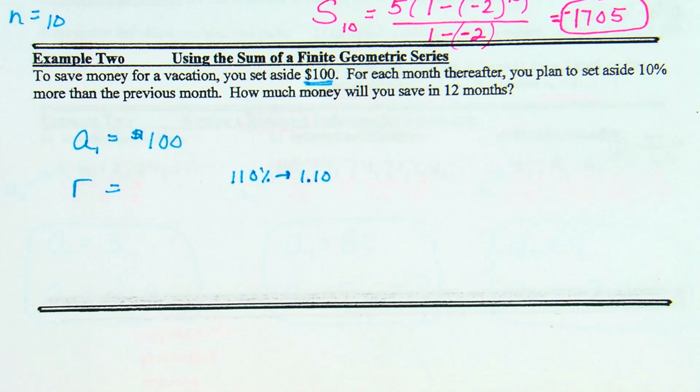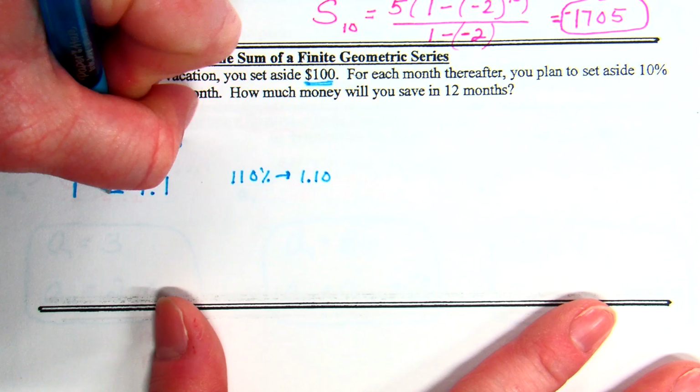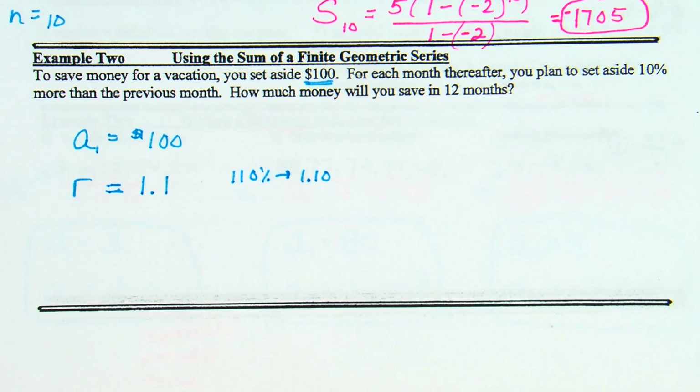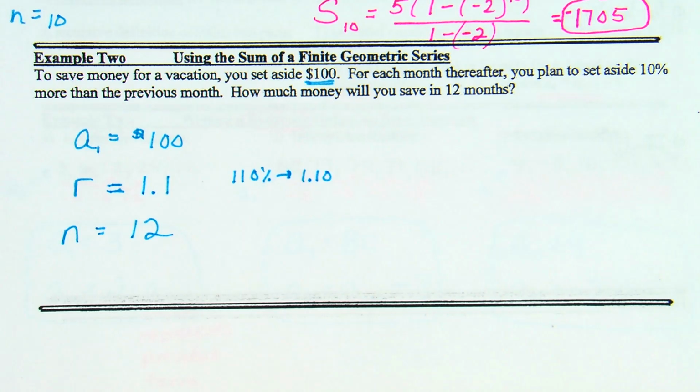And then N, we need to know the number of terms. How long are we doing this? 12 months, right? We know the first month was 100. The second month, I'll say, is $110. I've done that math in my head. And then each month it's going to be a little bit more because it's going to be 10% more. Don't get too fancy, yes. It's going to get too fancy and too crazy to try, and they didn't specify otherwise. Because it does say for each month thereafter.